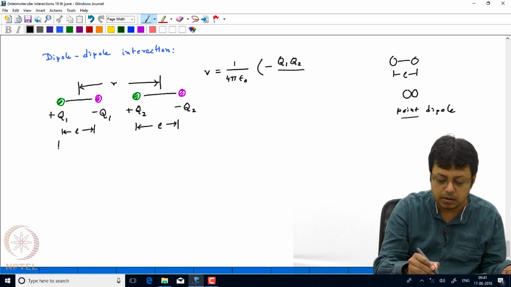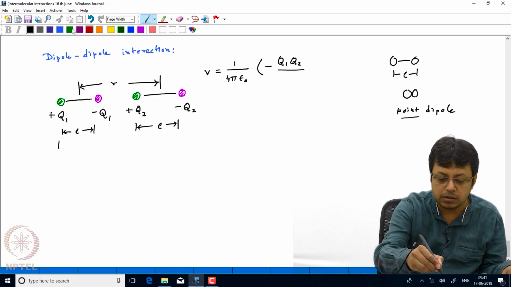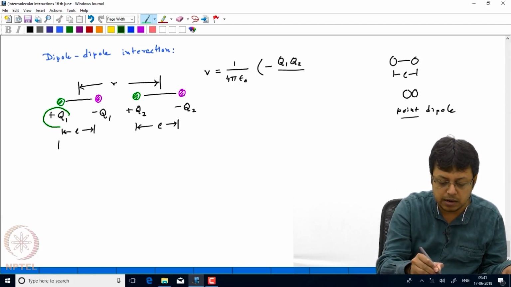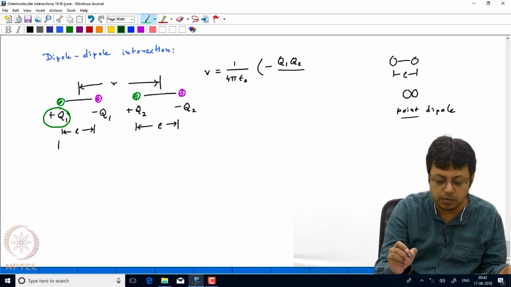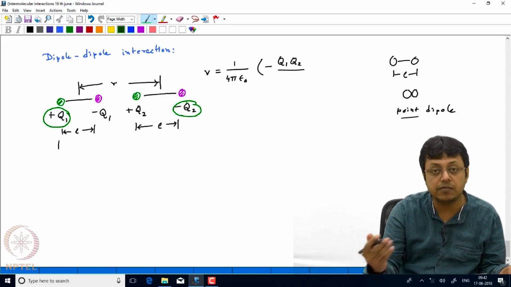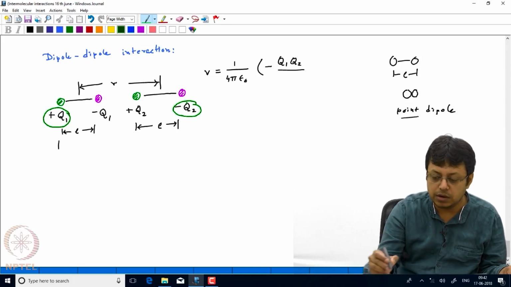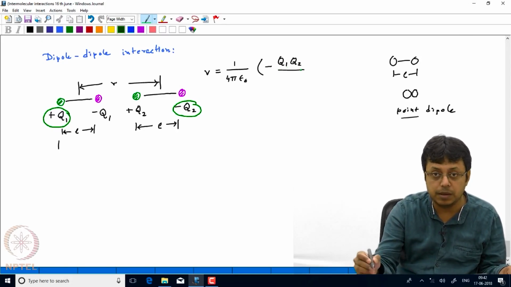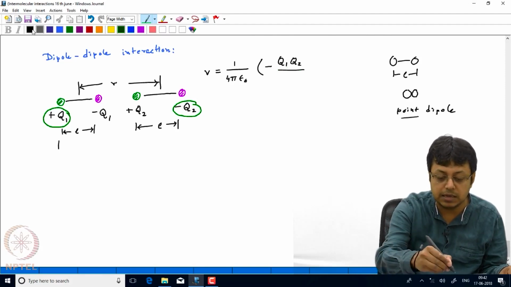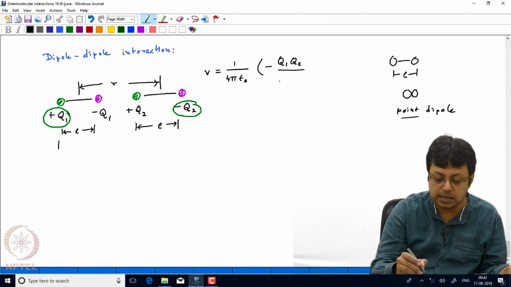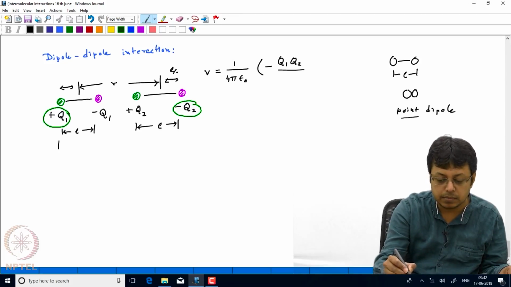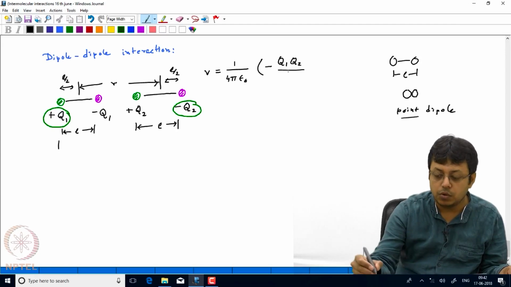Let's say, let us first do this interaction. Let me use a different color. I am first calculating the plus q1 with minus q2, which is the farthest ones. So it will be plus q1 minus q2. The term will be minus q1 q2 divided by the distance, and the distance in this case, as you can see, will be r plus this distance, which is L by 2, plus this distance. So it will be overall r plus L.